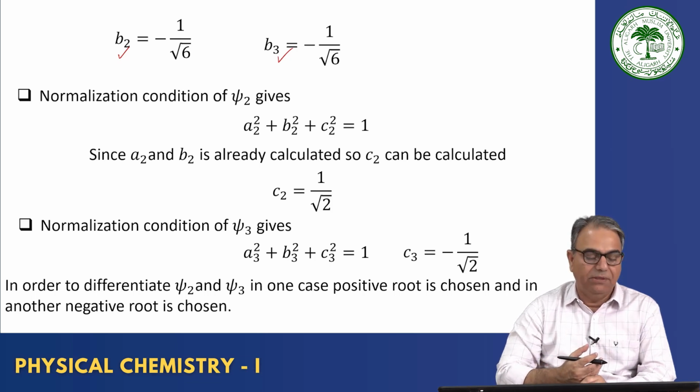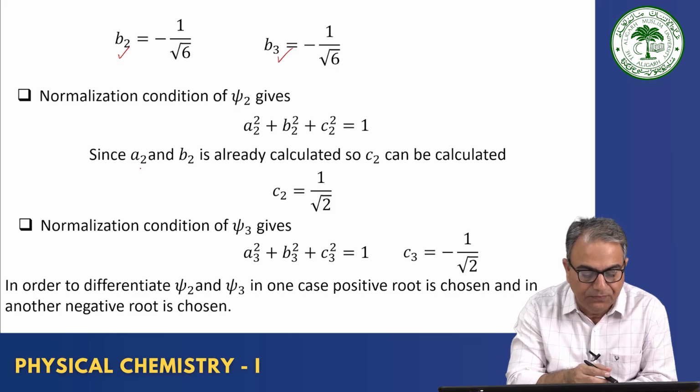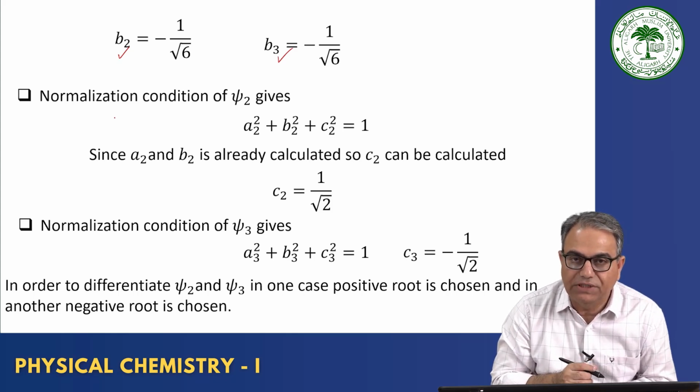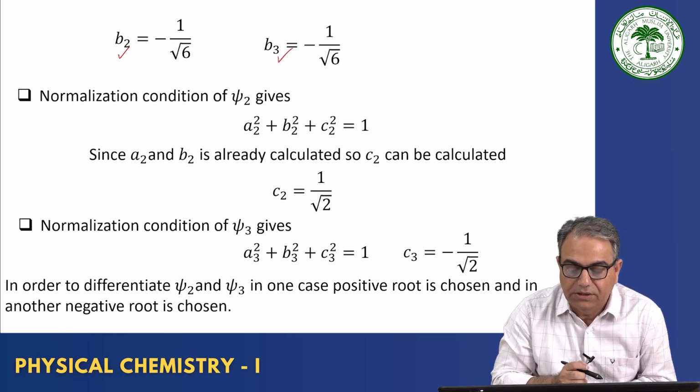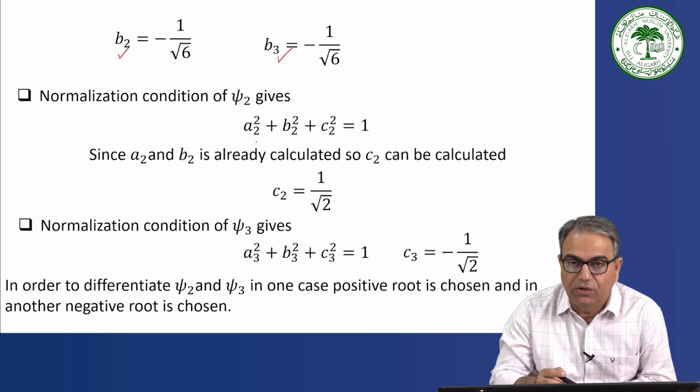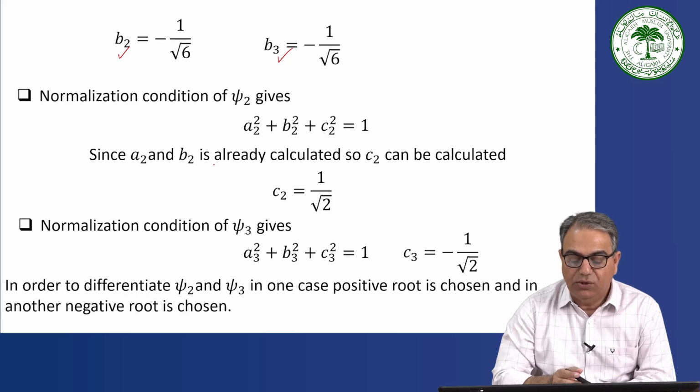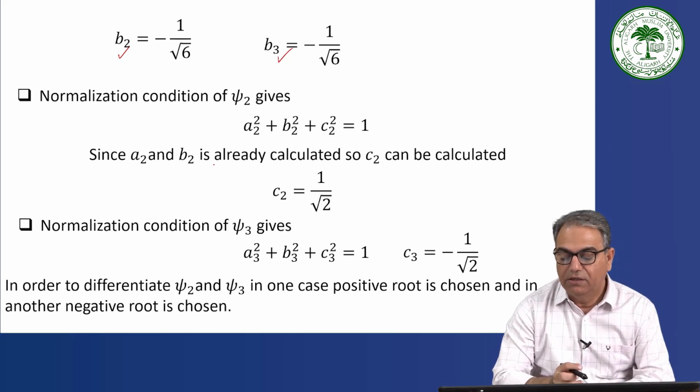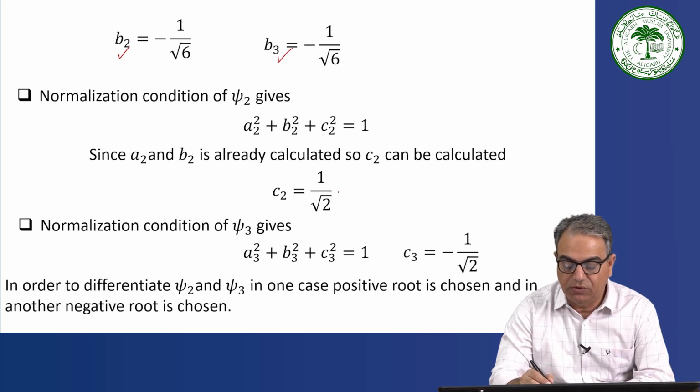Now 2 coefficients remain. For the 2 coefficients, what do you do? You write the normalization condition of psi 2, and psi 2 is a2 square plus b2 square plus c2 square. C1 value we know, c2 and c3 we don't know, so we are going to find out c2 and c3. For the psi 2 function, in the same way, if you look at the normalization, you can write a2 square plus b2 square plus c2 square is equal to 1. Since a2 and b2 are already calculated, c2 can be calculated, and if you calculate it, c2 comes out to be 1 by root 2.